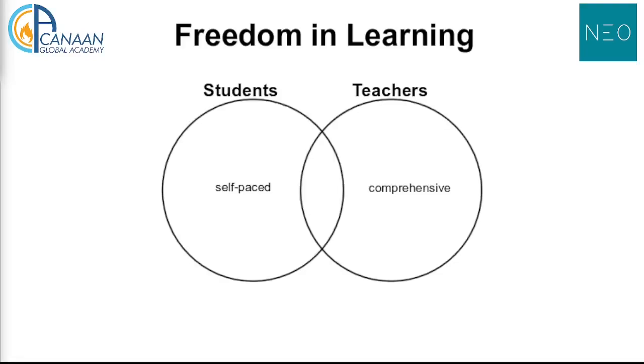At Canaan Global Academy, we required a learning platform that could achieve our three goals for our online courses. The first goal is freedom in learning. For students, this means that they learn at their own pace. By learning at their own pace, they can take the time they need to digest the knowledge and take the time they need to practice the skills required in the courses. We believe that students learn best by learning at their own pace.